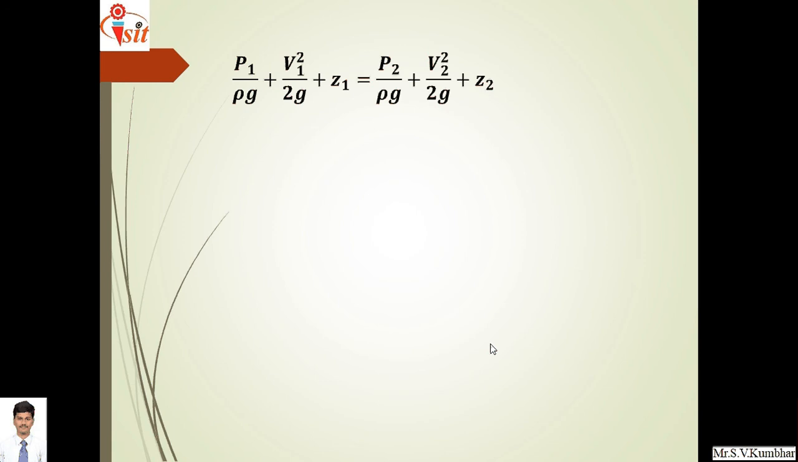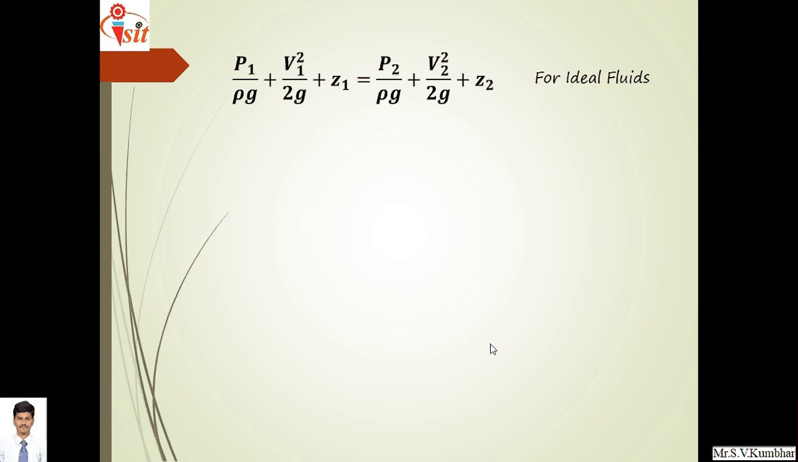We had studied the continuity equation in its simplest form, that is Q is equal to area into velocity. If you want to apply this Bernoulli's equation in that pipe, we will get P1 upon rho g plus V1 square upon 2g plus Z1, which is equal to P2 upon rho g plus V2 square upon 2g plus Z2. But this equation is used for ideal fluid.